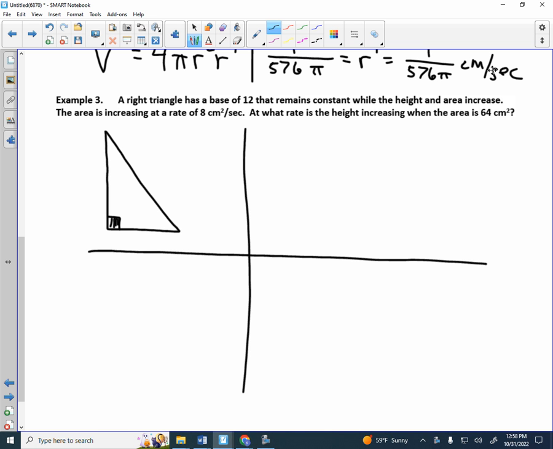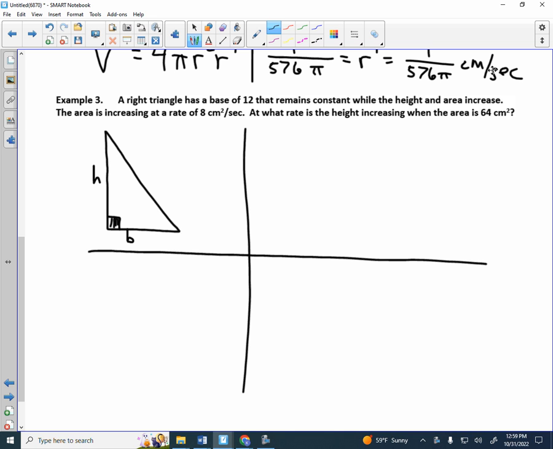We got a triangle. Good. And I have certain dimensions of the triangle, and I'm going to put some dimensions in place. The fact is that I have the height of a triangle, don't I? And I also have the base of a triangle. Now, what's interesting in this problem is it says a right triangle has a base of 12 that remains constant.